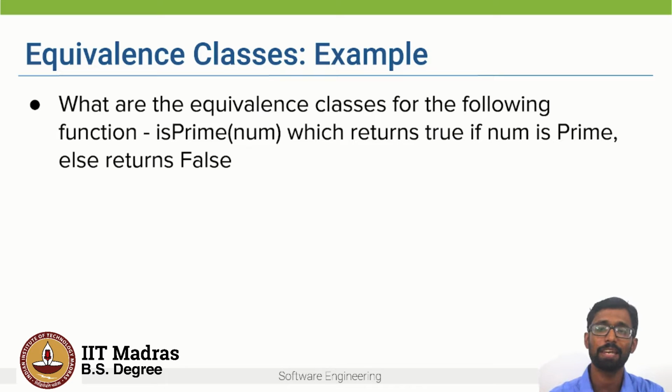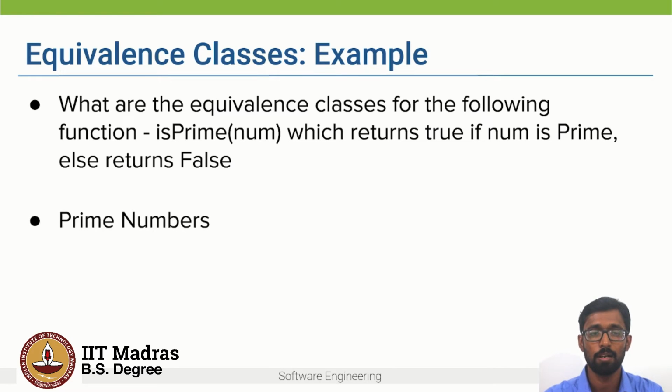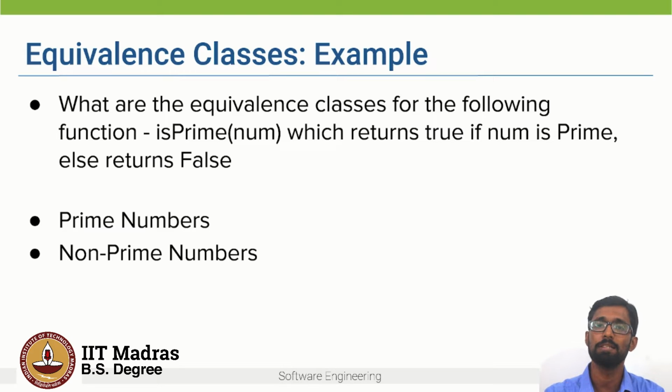So this function is checking if a number is prime or not. For all prime numbers, it should return true, and for all non-prime numbers, it should return false. So all prime numbers form one equivalence class, because you can choose any one prime number from this set to test if this function works properly. And another equivalence class is the set of non-prime numbers. So you just need to choose one non-prime number to test this function.